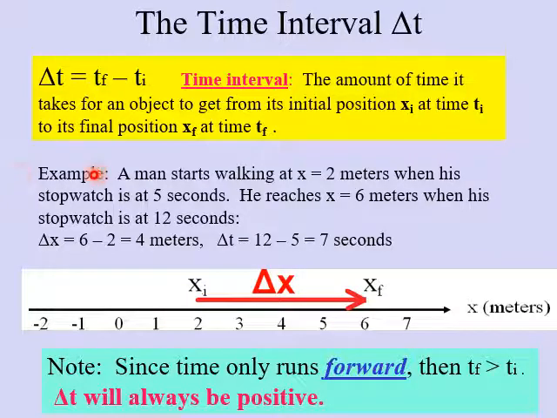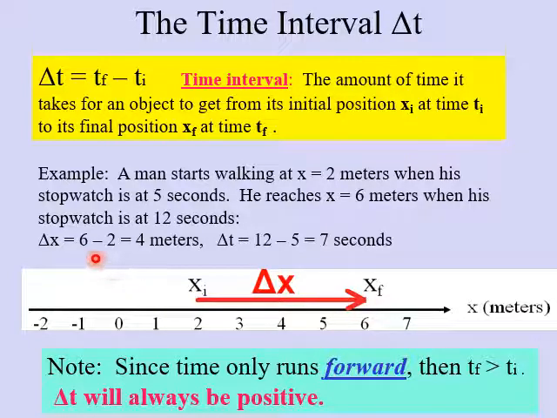Let's say we have a man that starts walking here. He's starting at position x equal 2 meters. And at this point, his stopwatch is already reading 5 seconds. So he walks over here and finally ends up at this point here at 6 meters. And he looks at his watch and his stopwatch now says 12 seconds. So let's figure out his displacement and his time interval.